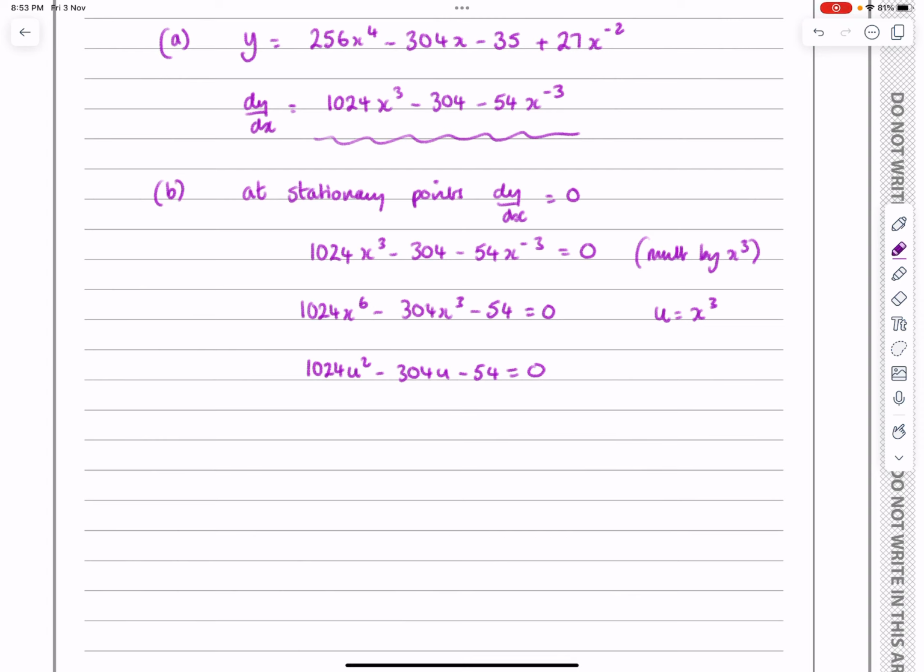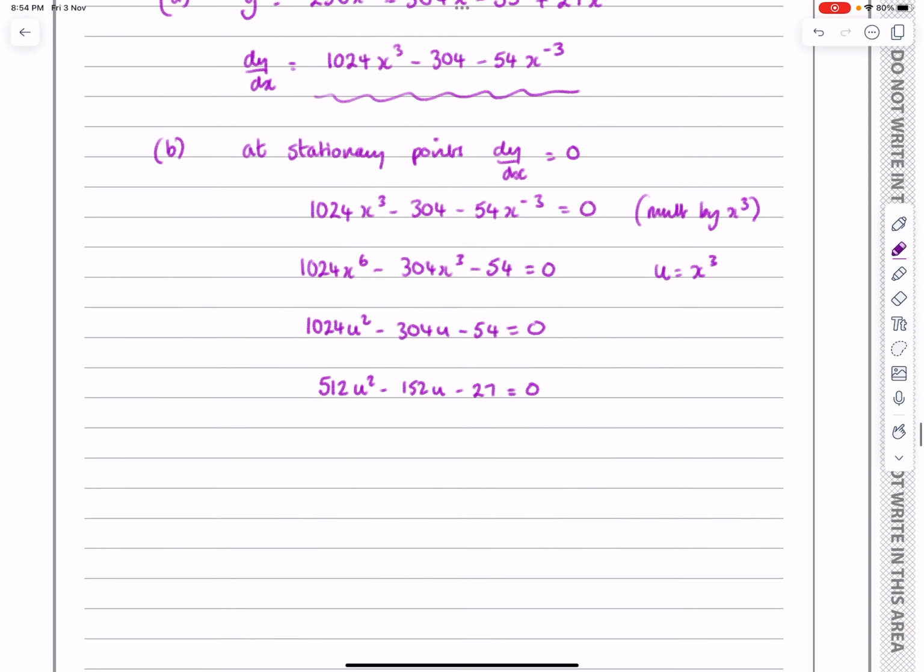In trying to solve this, first of all, let's see whether anything divides into it. This is something that we would attempt to factorize. This may be one of those where you say, I'm just going to stick it all into the quadratic formula and work it out. I'm pretty good at factorising, so I'm actually going to first divide by the highest common factor, which means halving everything. So 512u squared minus 152u minus 27 is equal to 0.